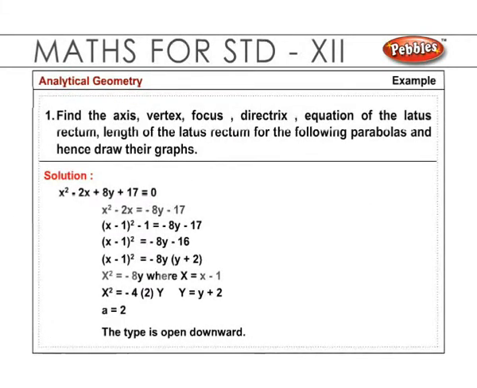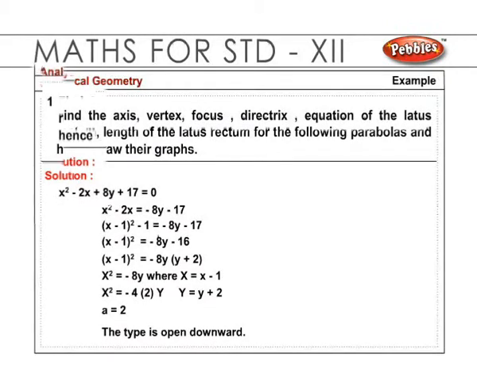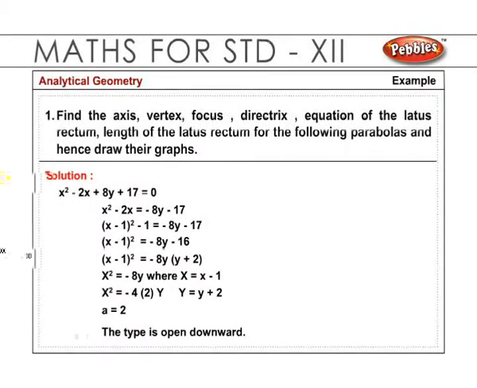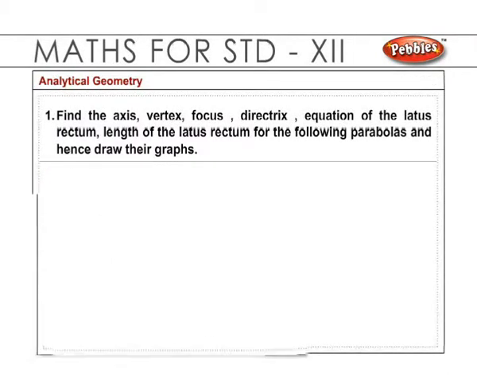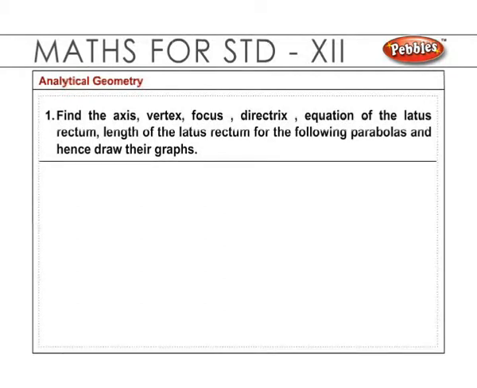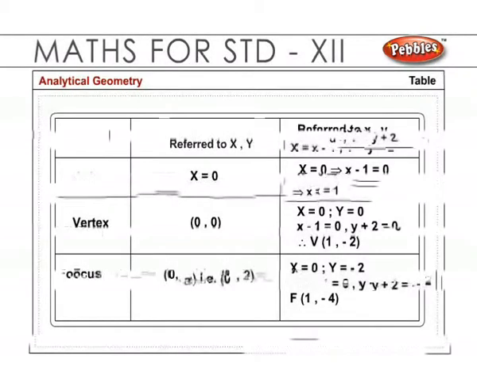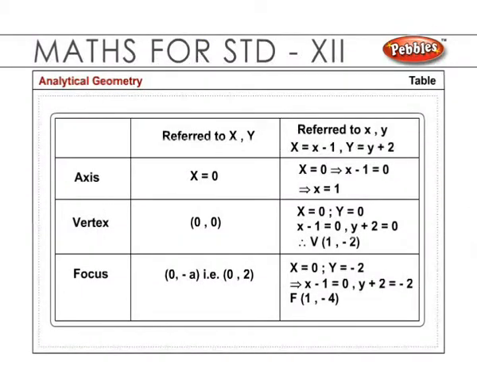For this example, we simplify the equation of parabola x squared minus 2x plus 8y plus 17 is equal to 0 to get x squared is equal to minus 8y. Here, x is equal to x minus 1 and a is equal to 2. The type is open downward. The axis, vertex, focus, directrix, latus rectum, and length are given in the table.